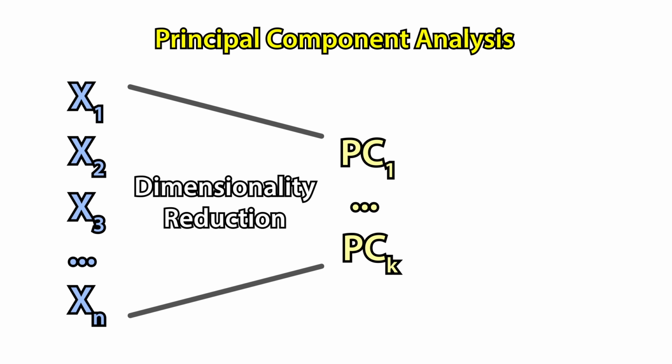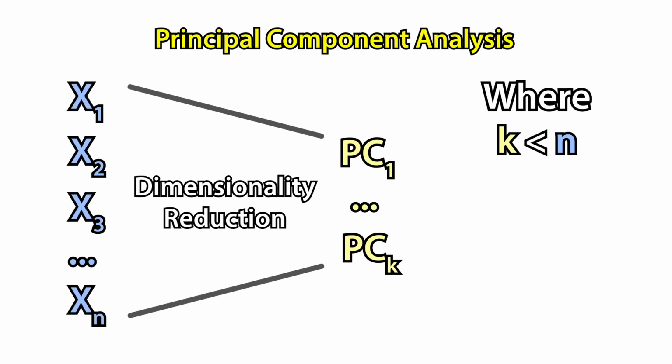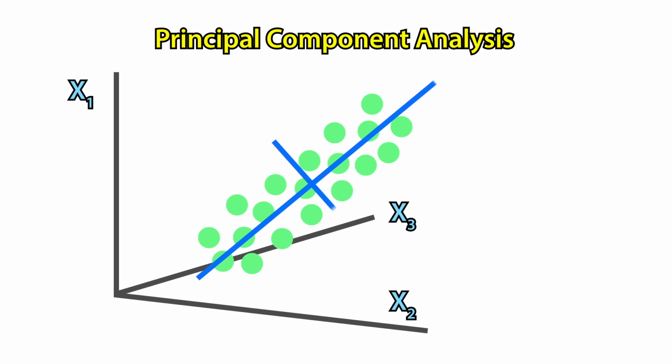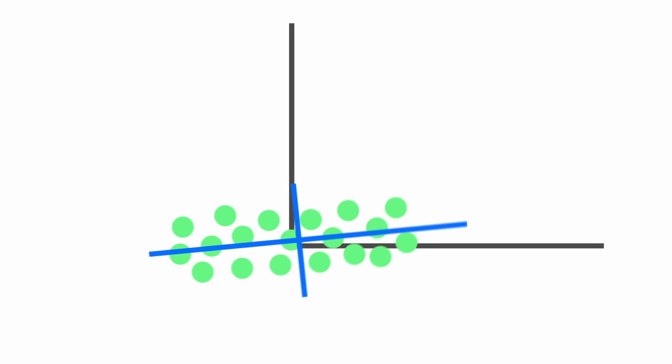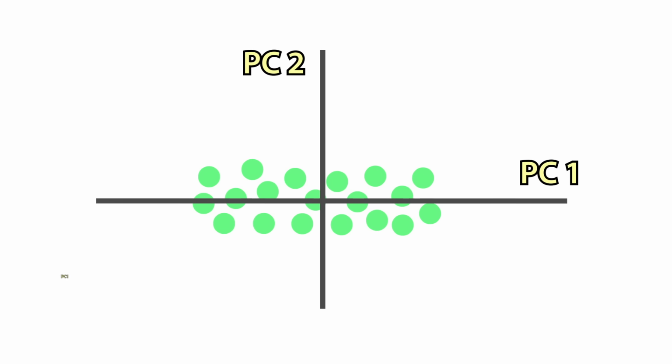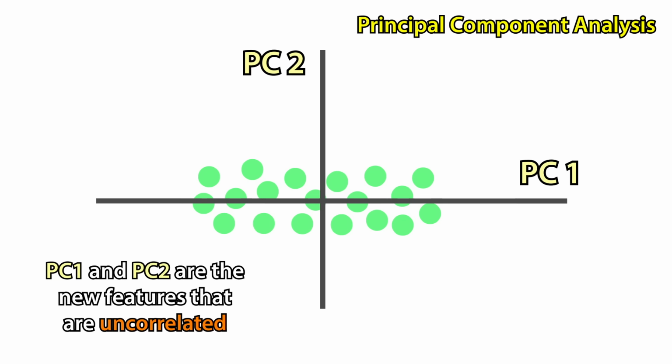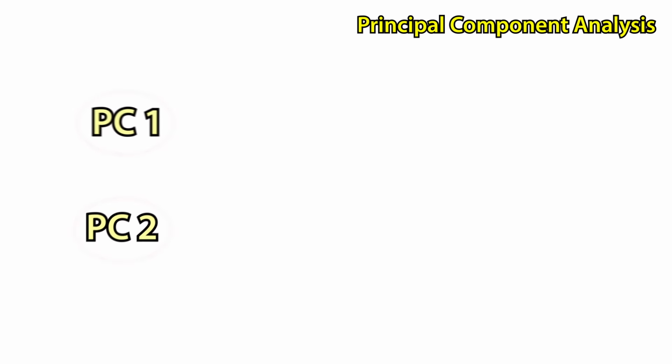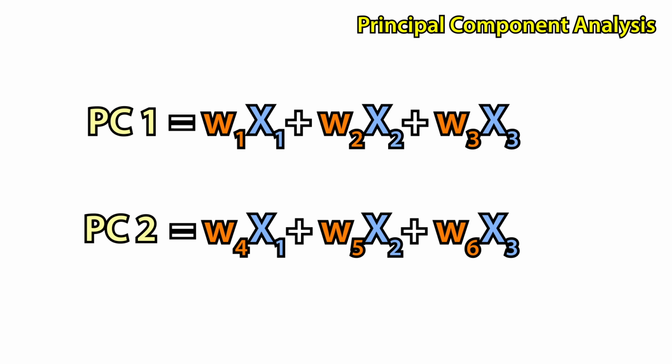The last algorithm that we will talk about is principal component analysis. It is a dimensionality reduction technique that simplifies complex data sets by reducing the number of features while preserving as much important information as possible. PCA transforms the data into a new set of variables called principal components, which are uncorrelated, so there is no overlap in information. They are ranked by importance, where the first component captures the most information, the second the next most, and so on. PCA creates new features, principal components, by forming linear combinations of the original features.